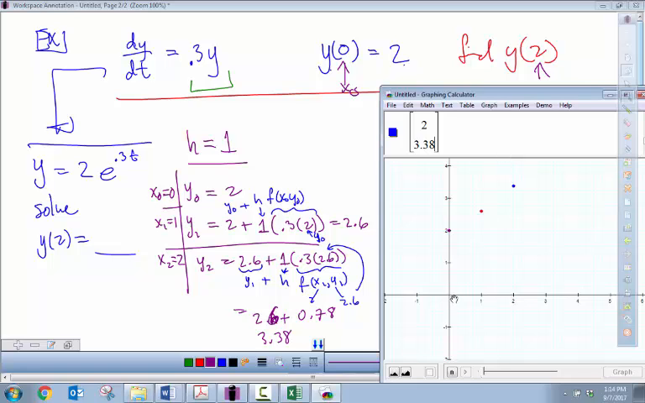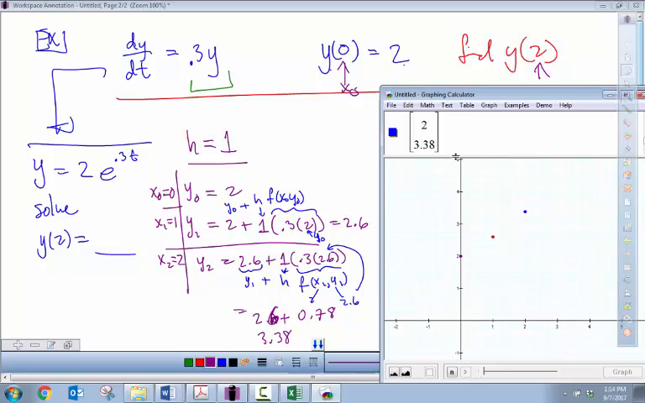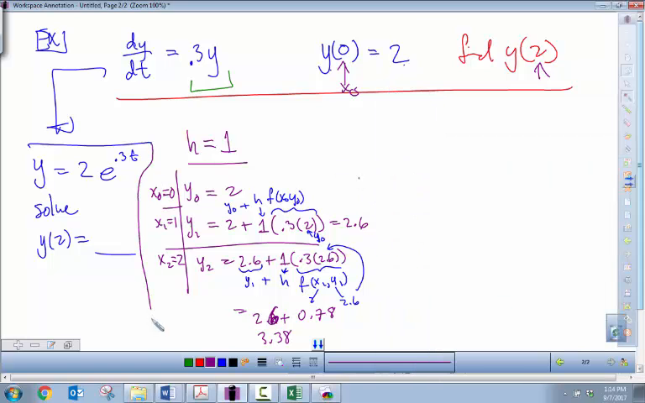We should draw the lines that connect them, but we'll come back to this graph a little bit later. So I just want to establish those points for now. All right, let's try a different step size.